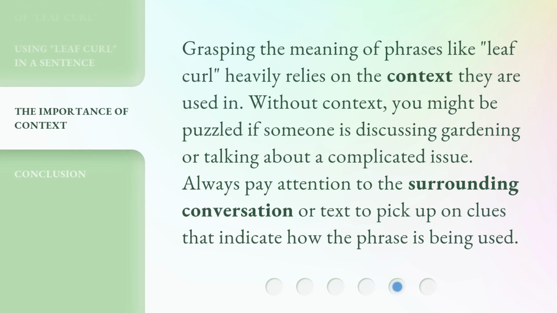Grasping the meaning of phrases like leaf curl heavily relies on the context they are used in. Without context, you might be puzzled if someone is discussing gardening or talking about a complicated issue. Always pay attention to the surrounding conversation or text to pick up on clues that indicate how the phrase is being used.